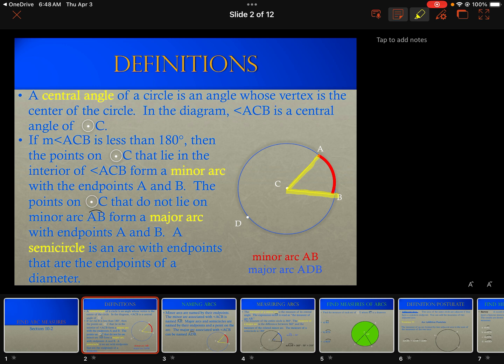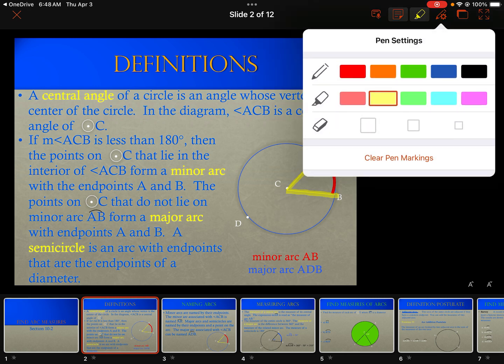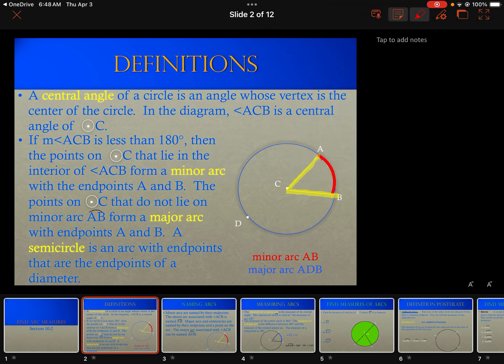If the measure of angle ACB is less than 180, then the points on circle C that lie in the interior of angle ACB form what's called a minor arc with endpoints A and B. So it creates a portion of this circle, and this portion of the circle is less than half the circle. That's called a minor arc. And we're just going to name that arc AB.